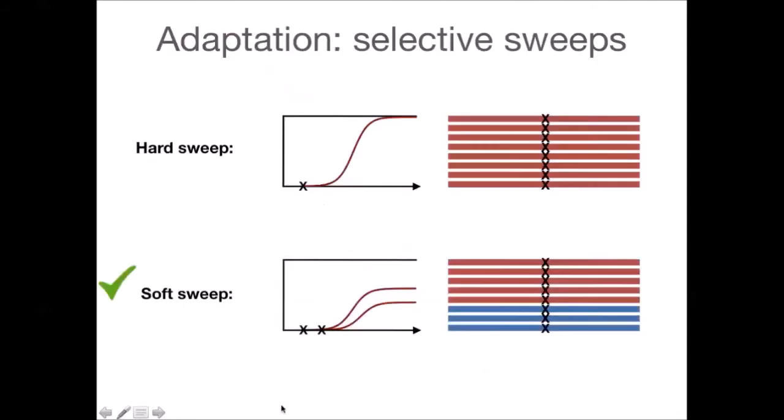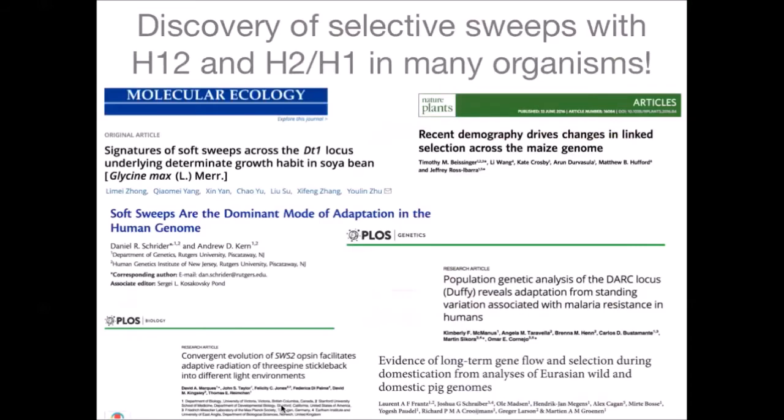So what we showed is that soft sweeps are actually common in Drosophila melanogaster, far more common than what was previously thought. And this was really exciting news. It meant that adaptation can be really rapid. And it also opened up the possibility of being able to look for them more generically in other organisms. And indeed, I've been very happy to see that these statistics have been applied to many organisms, including soybeans, humans, pigs, stickleback, malaria, and more.